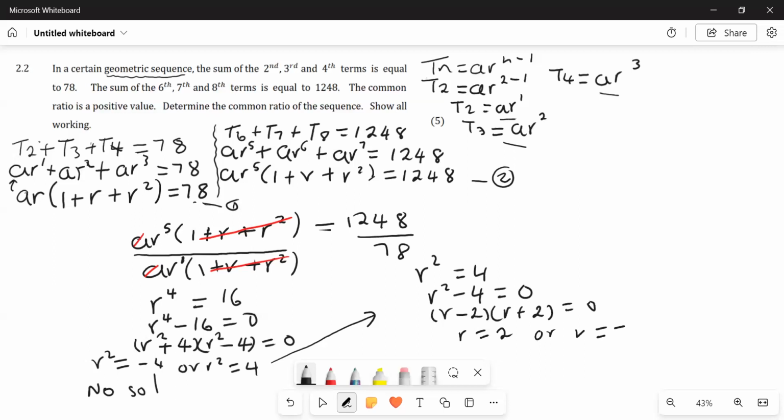But let's go back. They said the ratio should be a positive value. So r is not equal to -2. Our r is 2. Family, we've answered the question. We've basically answered the question.